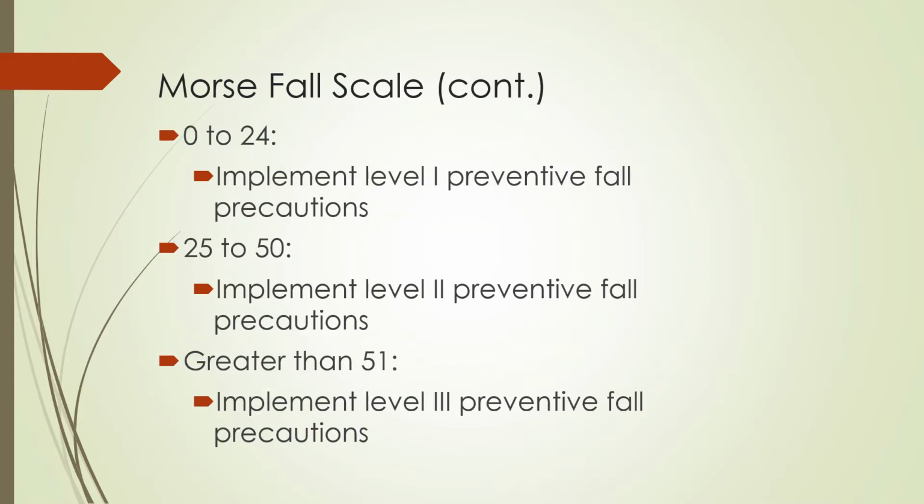And I'm flipping to the next screen now. 0 to 24 points means that we need to implement a level 1 preventative fall precaution. So they're a little bit, they might fall. They're low risk. 25 to 50 points, when we added those up, is a level 2 fall precaution, and greater than 51, implement the level 3, you guys.